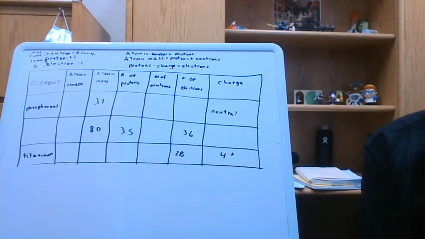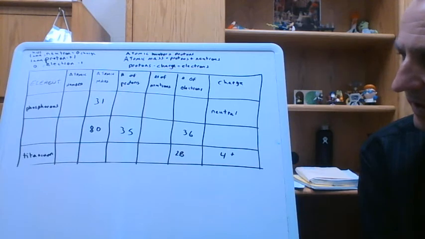So remember, an atom can be neutral, meaning there's no charge, which means it has the same number of electrons as protons. Or it can be an ion, which means it's charged. So if it has a positive charge, it has more protons than electrons, and it's a cation. If it has a negative charge, it has more electrons than protons, and it's an anion.